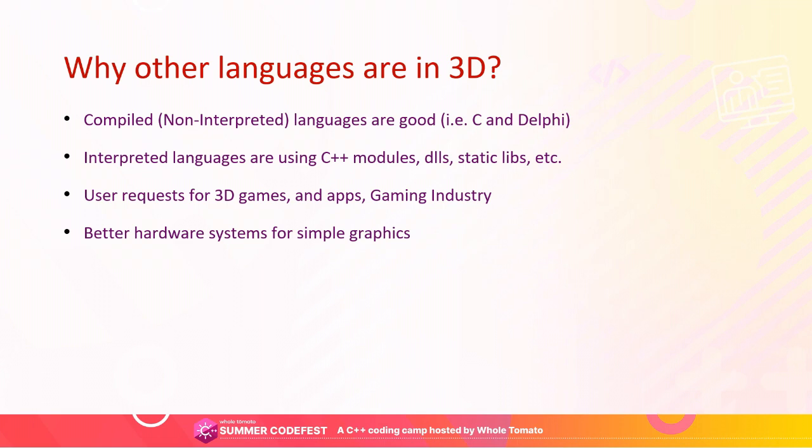There are also user requests for 3D games and applications, so the game industry forces them to support these kinds of things. And we also have better hardware systems today for very simple graphics, so you don't feel how much slower a language is or how much its performance differs, because we have very good graphics cards, very good CPUs and other things. This is why other languages are in 3D.